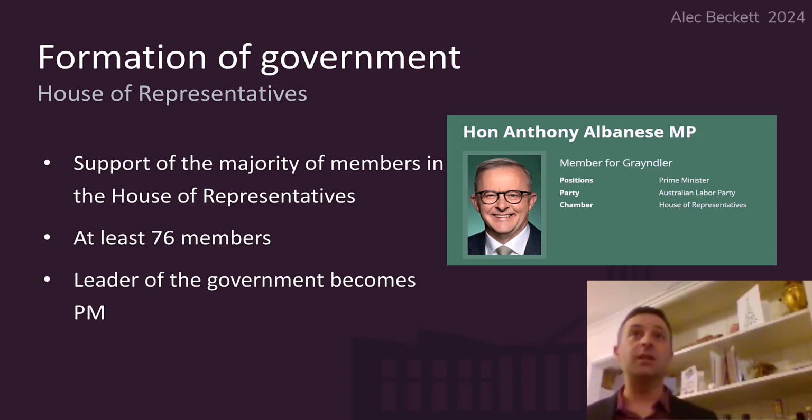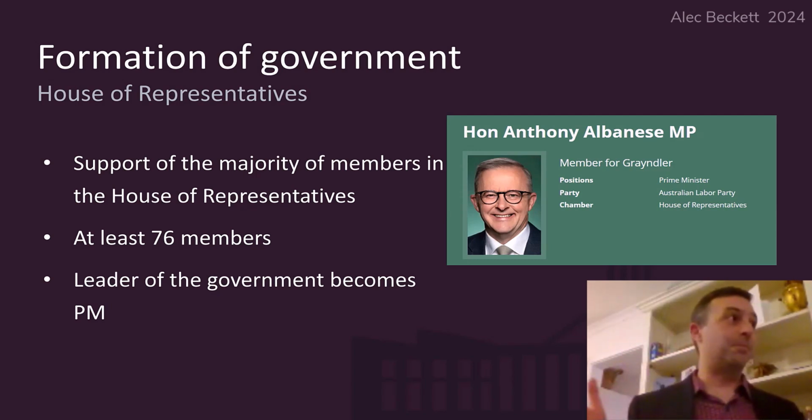Now, usually you do that by your team having the majority of the vote, the majority of the electorates in the House of Representatives. At the moment, with 151 or 150, doesn't make a difference. That means your target is 76. So 50% plus one. But that doesn't always happen.